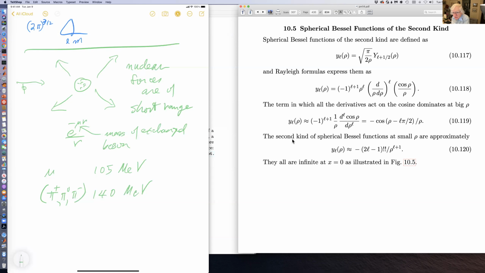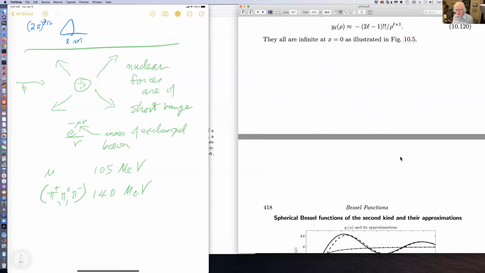At small rho, what do we have? We have 1 over rho to the L plus 1. Let's see if I can just eyeball that. For small rho, we would differentiate 1 over rho L times, and we would have 1 over rho to the L plus 1, sure enough. And then these rho to the L powers cancel.